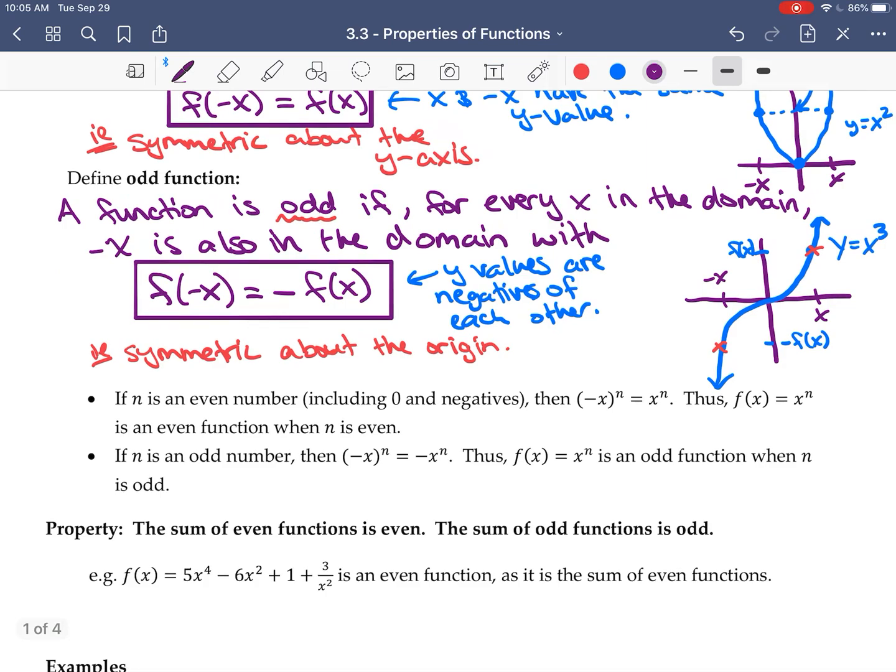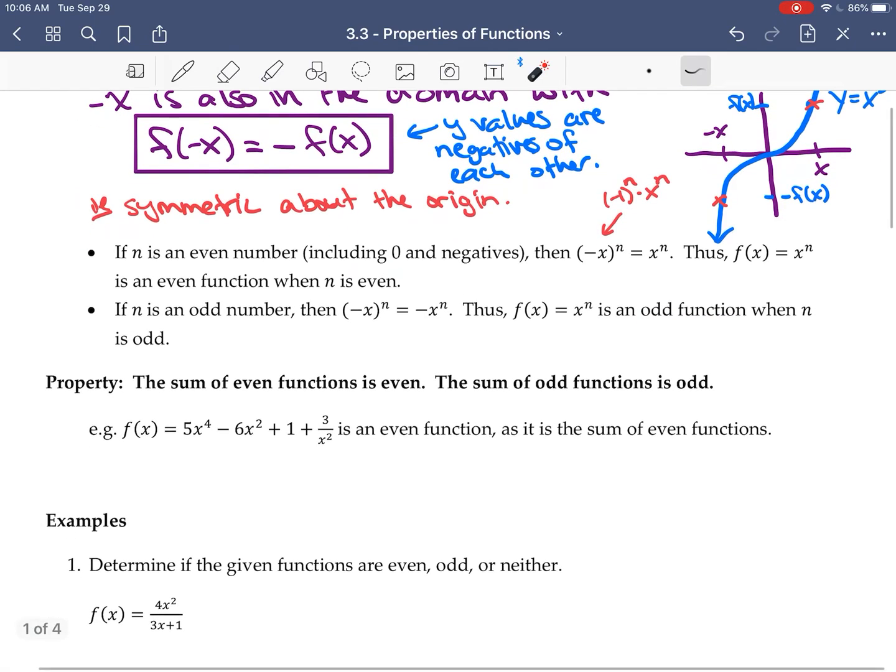Now, if n is an even number and you want negative x to the power n, it's always x to the power n, because this is negative 1 to the power n times x to the power n, and negative 1 to an even power is just positive 1. So that's always x to the n. That means that a monomial with an even power is going to be an even function. Now, if you have an odd power, then you're going to get negative x to the n. So that's going to give you an odd function.